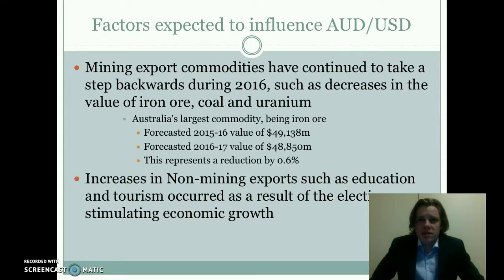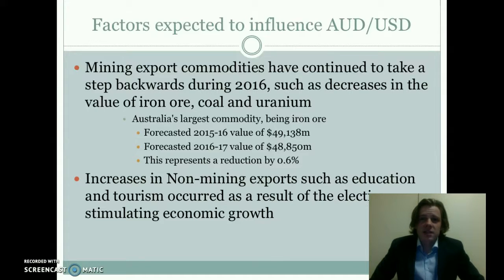The value of commodities such as iron ore, coal, and uranium have continued to decrease, according to the Department of Industries, Innovation and Science. For example, Australia's largest commodity, being iron ore, is expected to decrease by about 0.6% from 2016 into 2017. This will increase the chance of a depreciating Aussie dollar against the US dollar.